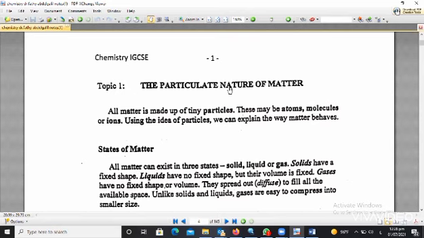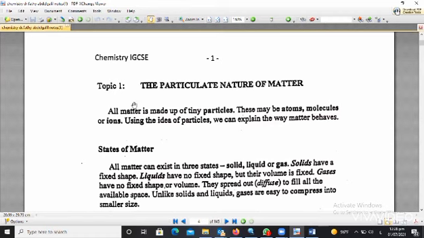Mass is the amount of matter that a substance contains. Any substance consists of small particles, and these particles give the substance its mass. And then we can ask what is meant by volume. Volume means the space occupied by a certain object or substance.